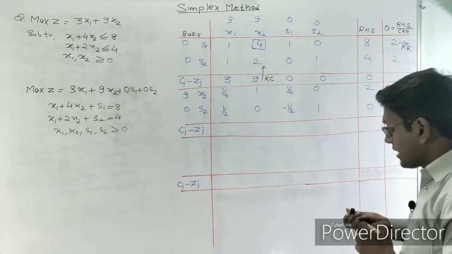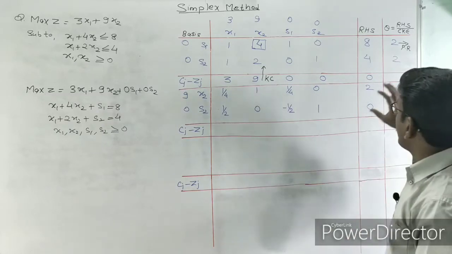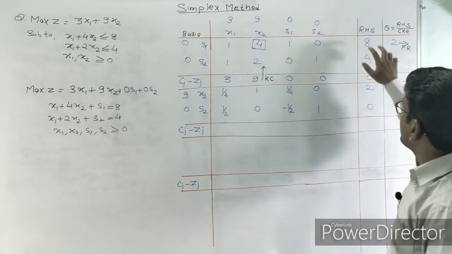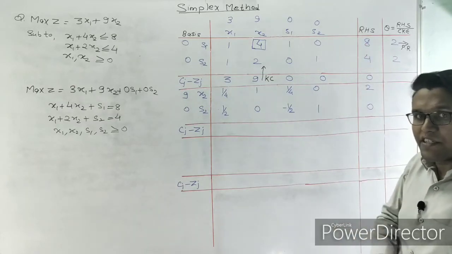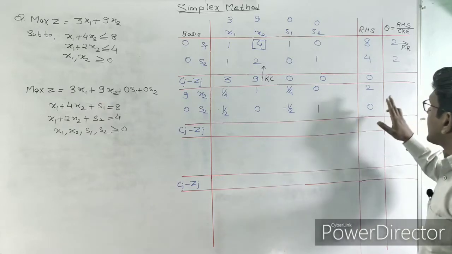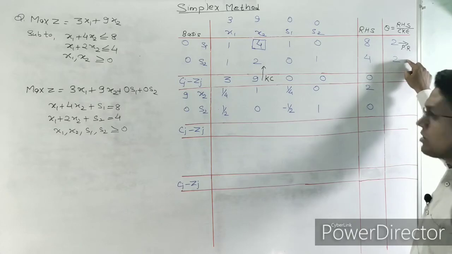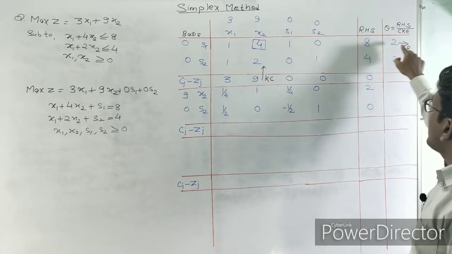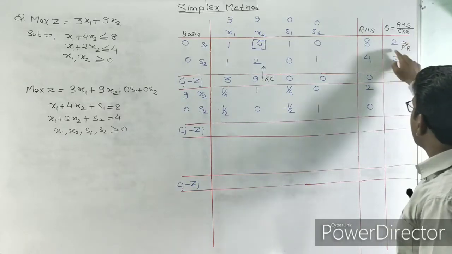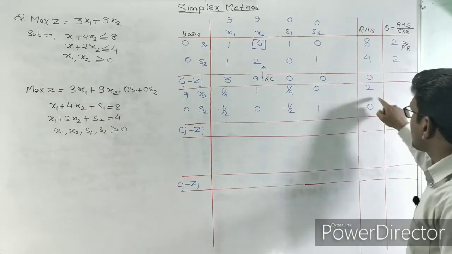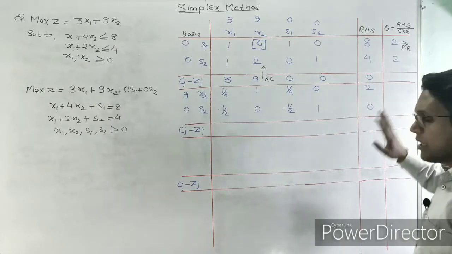So now, as we have discussed about degeneracy, it may occur initially when any of the right hand side values of the constraint is 0, or in a subsequent iteration when there is a tie between the two leaving variables. So here is the tie between the two leaving variables, and we have selected s1 as the outgoing variable. As a result of this, the other variable will attain the value 0 in the next matrix. Okay, so it is clear by now.